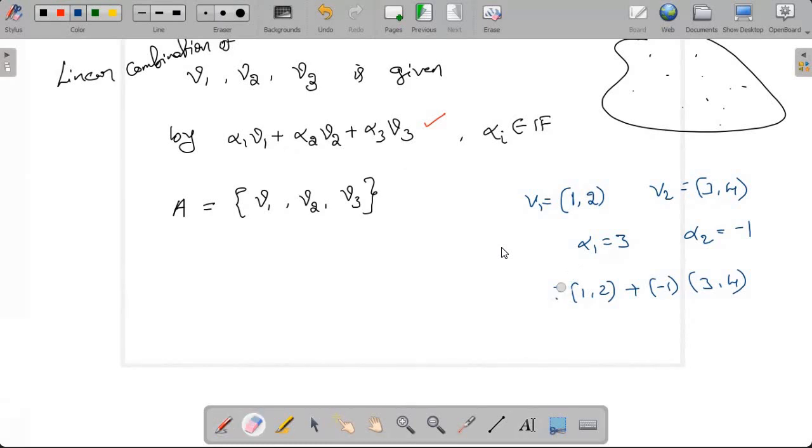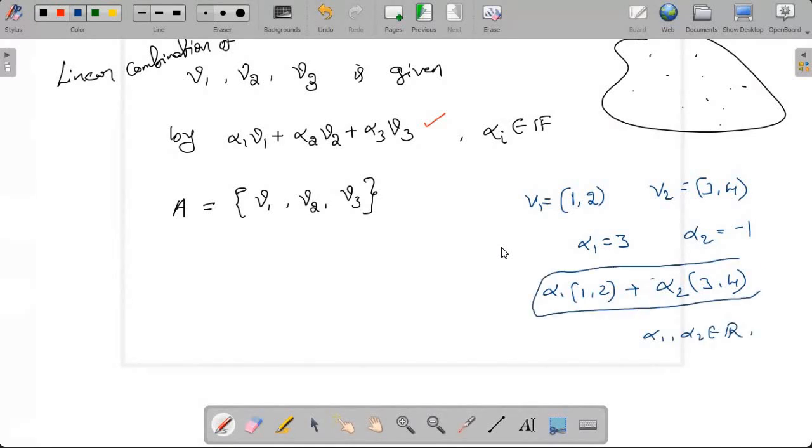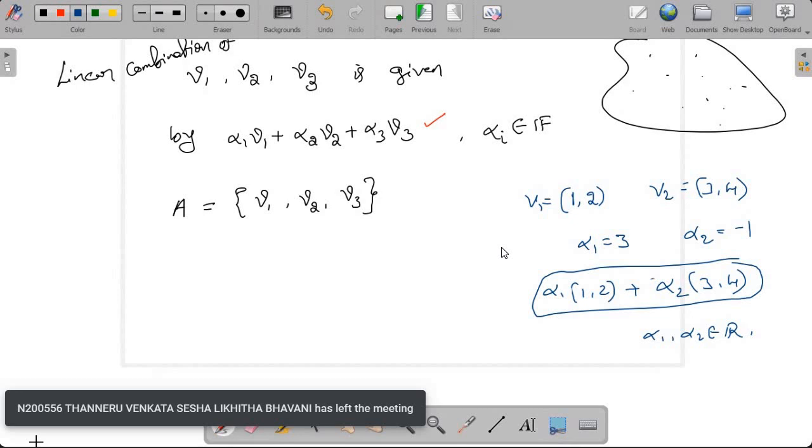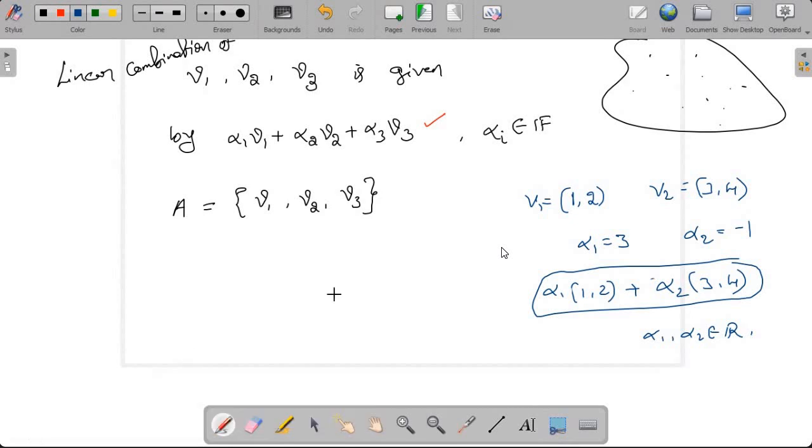So suppose you keep this alpha 1 and alpha 2 arbitrary, where alpha 1, alpha 2 belong to the real number set, then this represents all possible combinations. Or in other words, it represents all combinations of these two vectors, right? And this is what we call linear span.